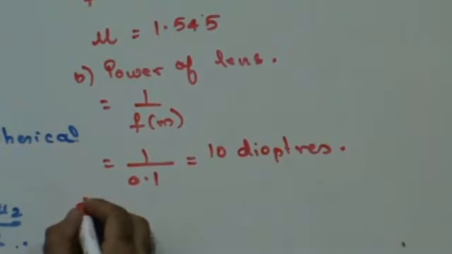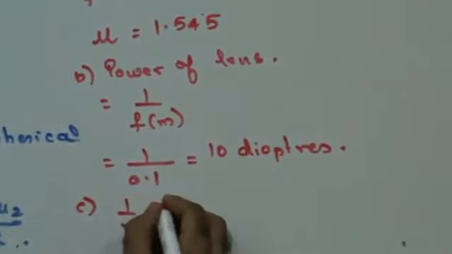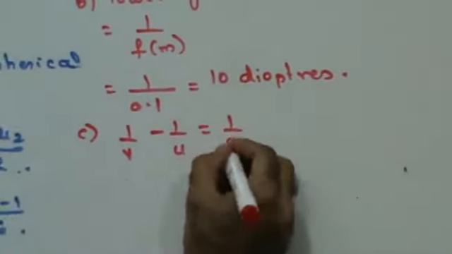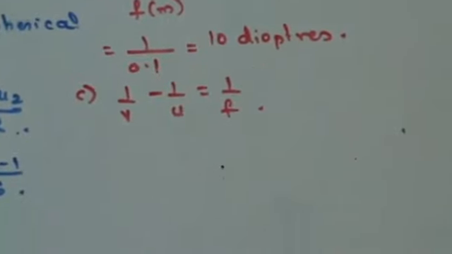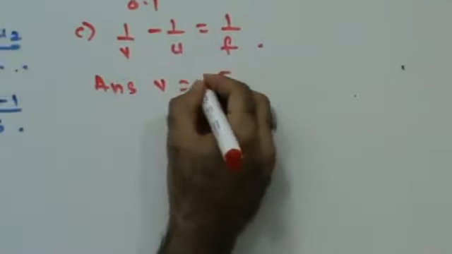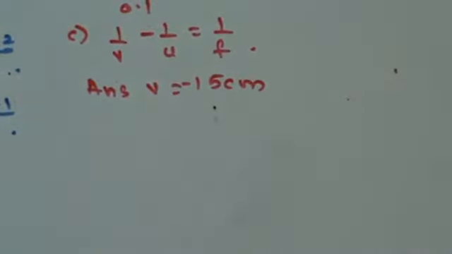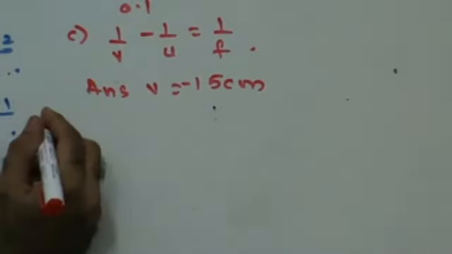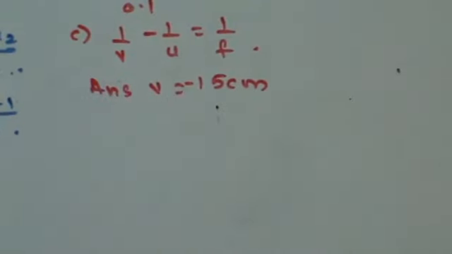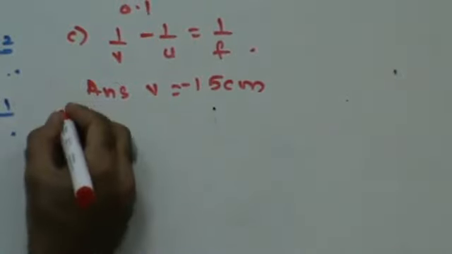Third part of the question, you have to find the nature and position of the image. You can use the convex lens formula: 1 upon v minus 1 upon u is equal to 1 upon f. u, you know, is negative. f is positive. You should be able to get the answer for this. The answer for this should be v is minus 15 centimeters. Now, that means what kind of an image is it going to be? The image is 15 centimeters from the lens. Since it is minus, that means it is on the same side of the lens. It is an erect, magnified and virtual image.